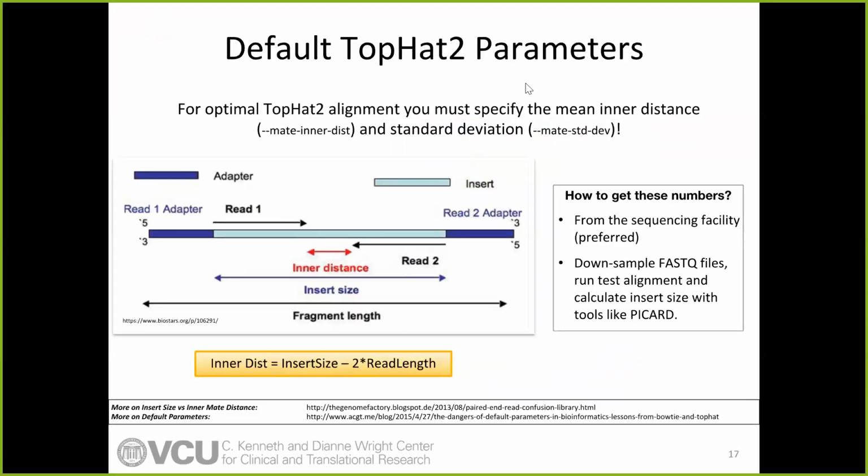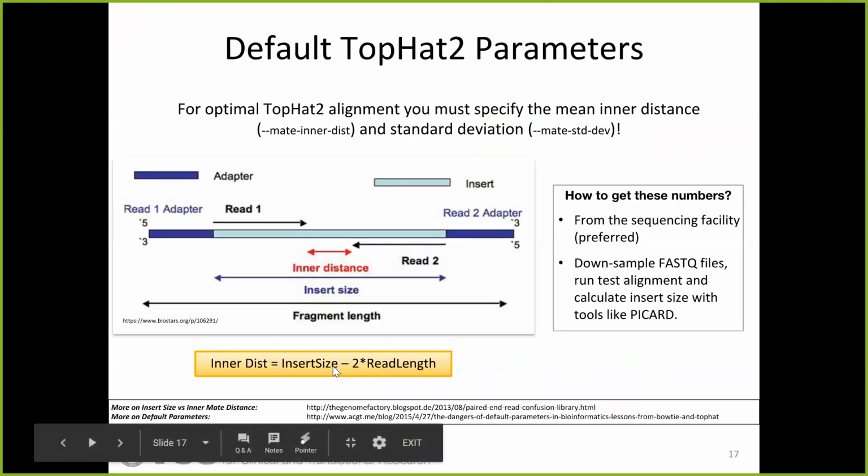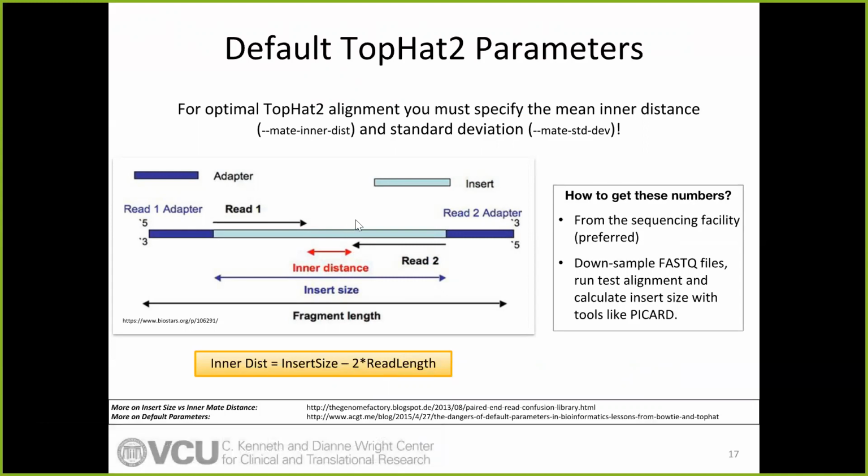And just a note, if you are using Top Hat 2 or any aligner really, check the default parameters, because sometimes Top Hat 2 has a default parameter for your inner distance, which is what it needs to calculate. The inner distance is just your insert size minus 2 times your read length, so that part in between the reads that you didn't sequence. Some aligners add a default value in, and other aligners don't, but you want to get that value probably from the sequencing facility or whoever prepared your library, and put that into your aligner so that it can align those paired ends correctly.